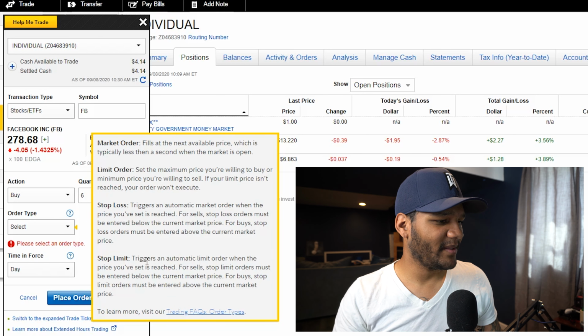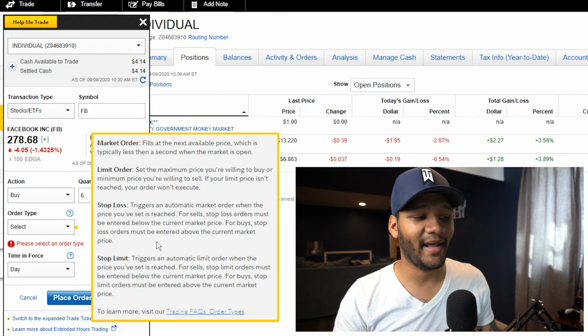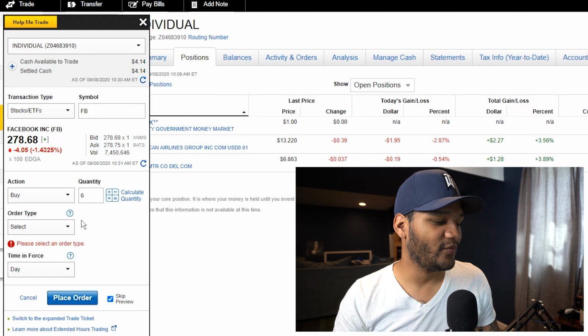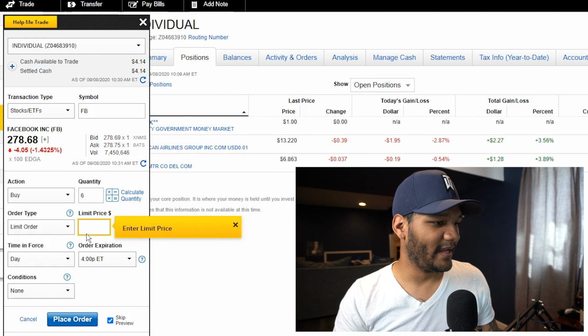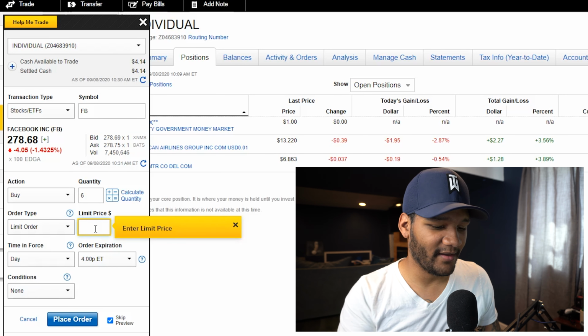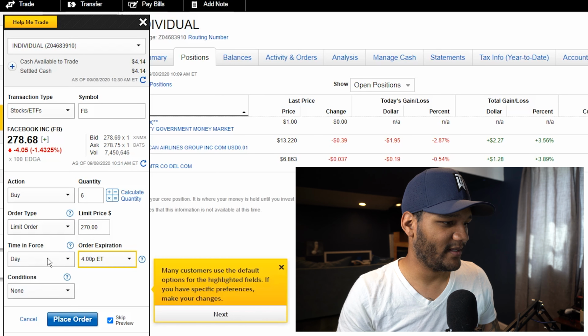Stop limit is very simple. It basically just triggers an automatic limit order when you've reached a certain price that you've set. So let's go ahead and set a limit order here. And I'm going to enter the limit of $270. That's where I want to get in at.